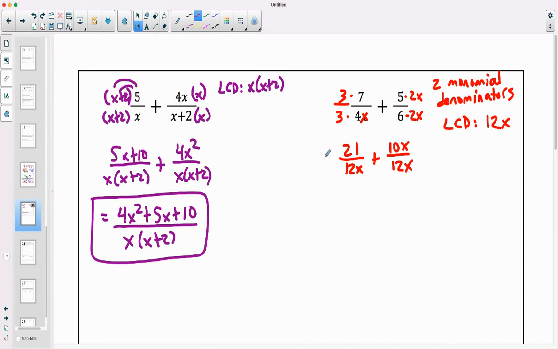Then the tops are not like terms, so I'm just going to flip the order to write it in standard form. There's no GCF, so there's nothing to factor, so there's nothing to cancel.